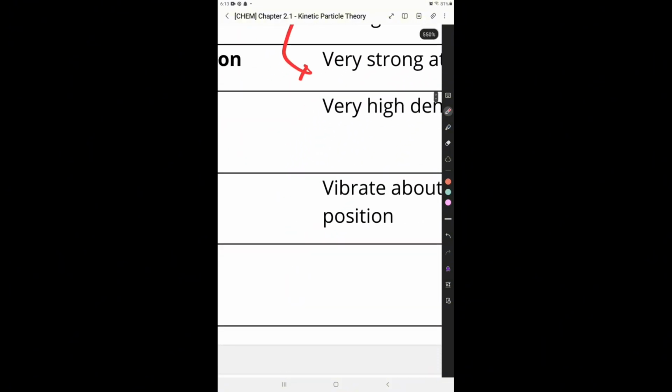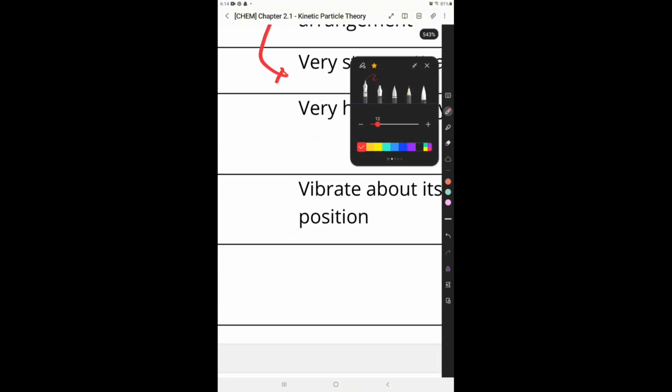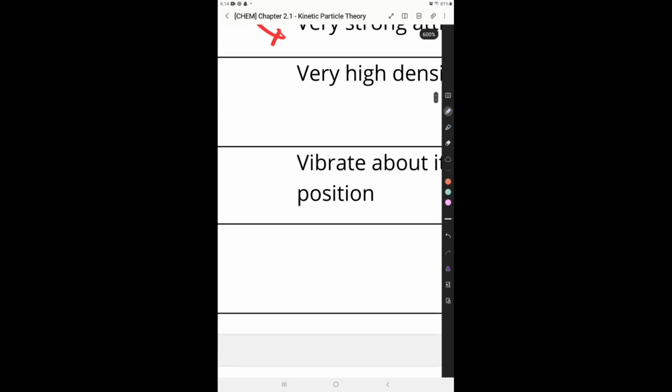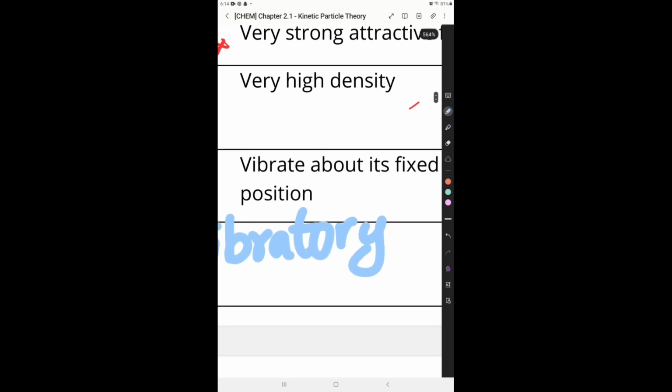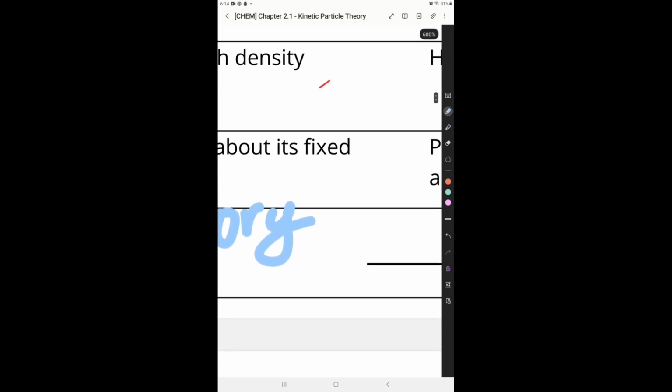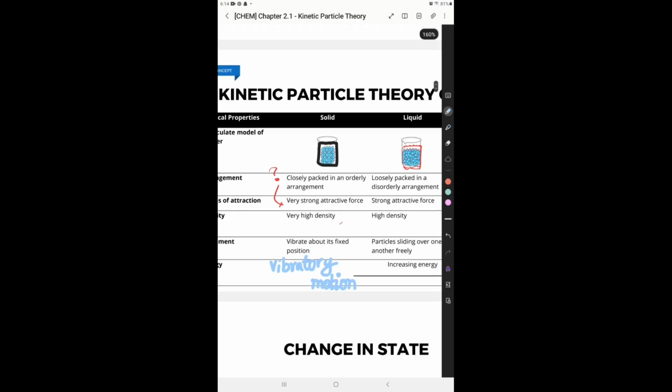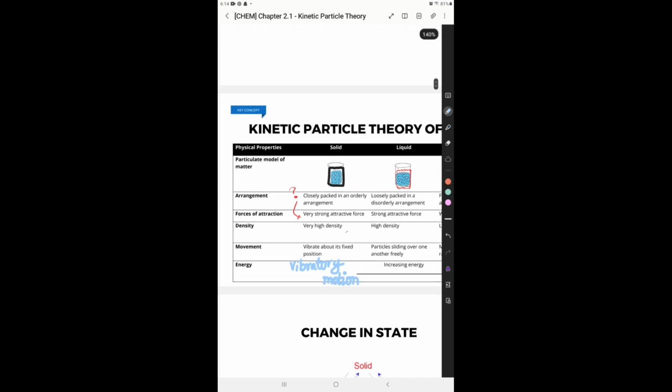Okay, they are vibrating about their fixed position, and we use a special term for this. We say vibratory motion. You should keep this term in mind, because in our GCSEs and O levels we have to use certain terms when we are answering the question. So this type of motion is called vibratory motion. Since they are very crowded and packed together, they do this kind of motion.